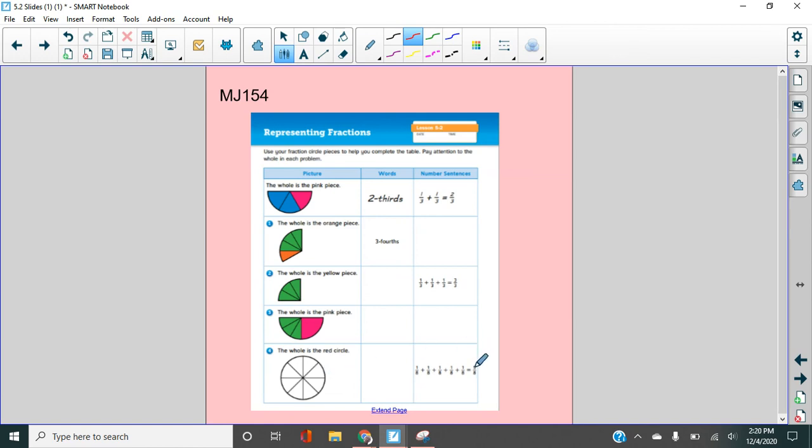All right, so we can write fractions, we can represent them with a picture, with words, and with a number sentence and a fraction. All right, third graders, if you need any help with fractions, please let me know, and good luck.